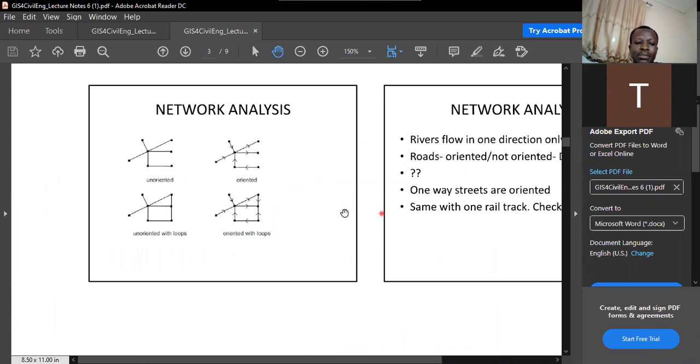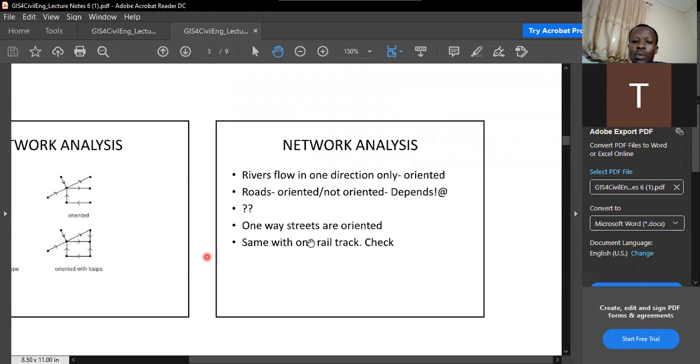All right, so here pictorially, you can see this unoriented, that's oriented, there are directions. And we already talked about how the computer is able to figure out directions. And then we have looped without directions, unoriented with loops, and then we have oriented with loops.